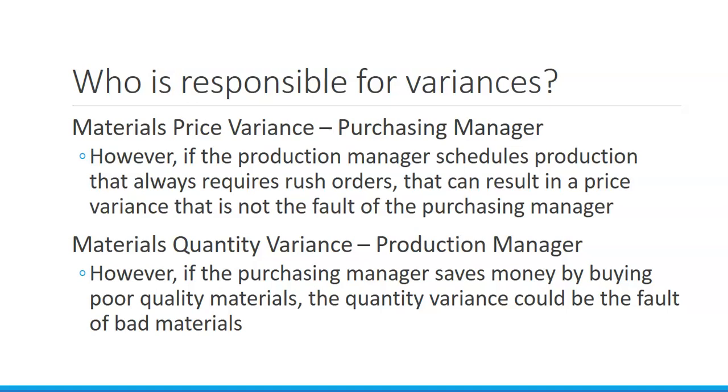The quantity variance is the production manager's fault, who is responsible for making sure that the right number of materials are used in production. However, if we have a really favorable price variance, that could be the result of the purchasing manager buying poor quality materials that cost us a lot less money, then that quantity variance would be the fault of bad materials. We could have increased scrap or increased waste because of poor quality materials, either ripping or not being good enough to use, being damaged in some way.